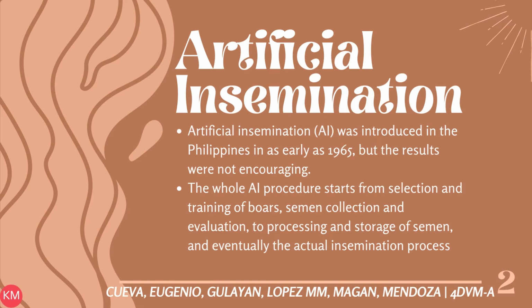Here in the Philippines, artificial insemination was introduced as early as 1965. However, the results were not encouraging. The whole AI procedure starts from the selection and training of boars, semen collection and evaluation, to processing and storage of semen, and eventually the actual insemination process.